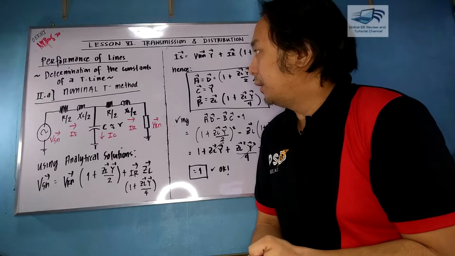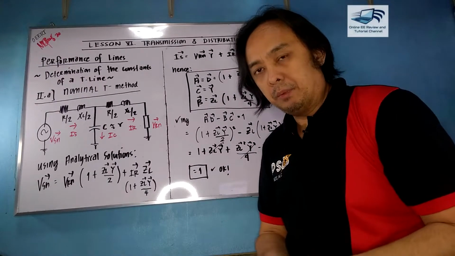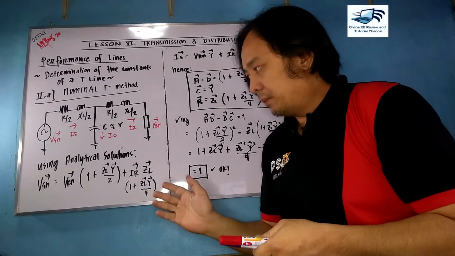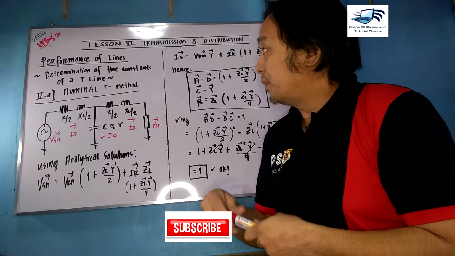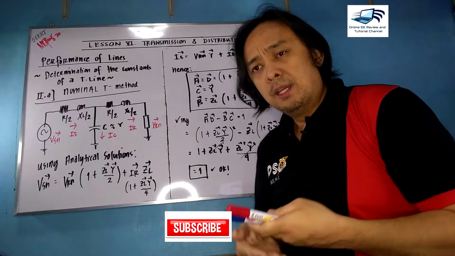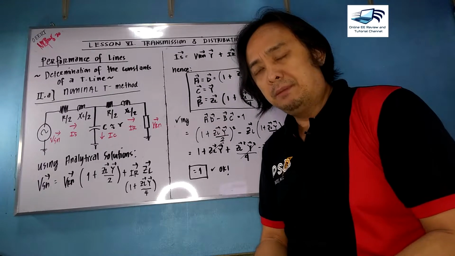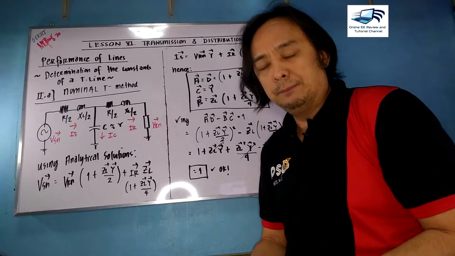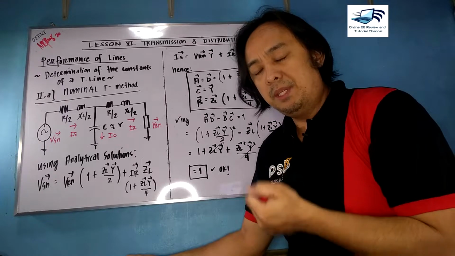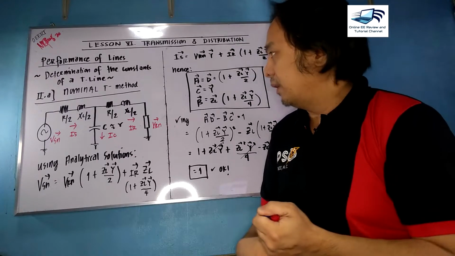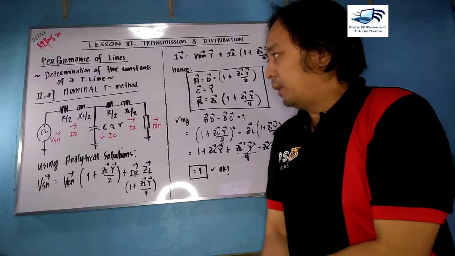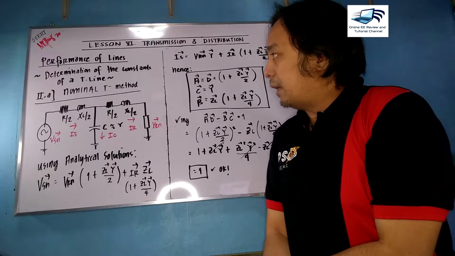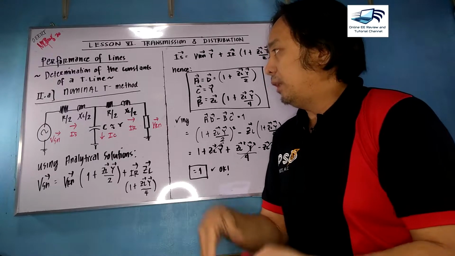So we are now on our second type of transmission line. From the last slide, we described, from the performance of the line, the ABCD constants, the short line approximate, and the process on how the ABCD constants were derived.